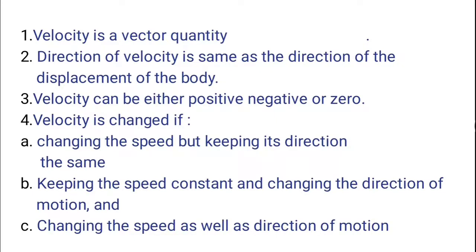Now velocity has two things. First, magnitude, which we call speed, and other is direction. So velocity can be changed by changing the speed but keeping its direction the same, keeping the speed constant and changing the direction of motion, and changing the speed as well as the direction of motion.